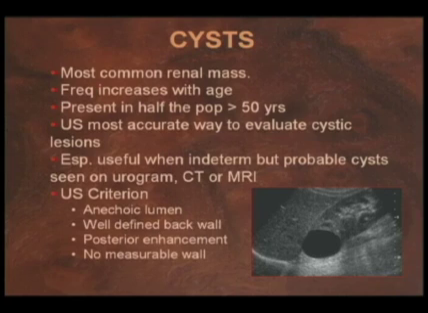Now let's move on from obstruction and talk about kidney masses. The most common kidney mass is the simple cyst, the frequency of which increases with age, and by the time you reach 50 years, you have about a 50% chance of having a kidney cyst. Ultrasound is clearly the most accurate way of evaluating cystic lesions in the kidney, and it's especially useful when an indeterminate mass is seen on a CT or MR or a urogram where a cyst is highly suspected. The ultrasound criteria for diagnosing a simple cyst is the lumen should be anechoic, the back wall should be well defined, there should be posterior acoustic enhancement, and there should be no measurable wall, all of which are satisfied on the image displayed.